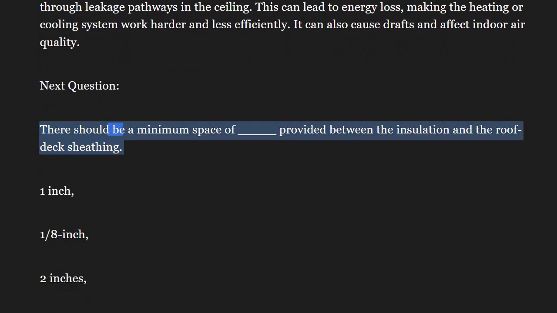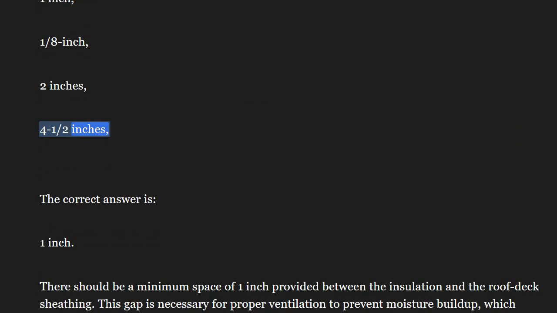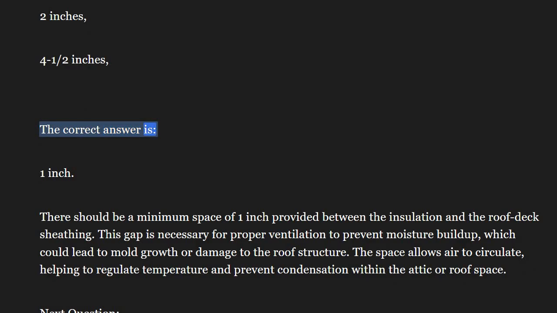Next question. There should be a minimum space provided between the insulation and the roof deck sheathing. 1 inch, 1/8 inch, 2 inches, 4 to 1/2 inches. The correct answer is 1 inch.